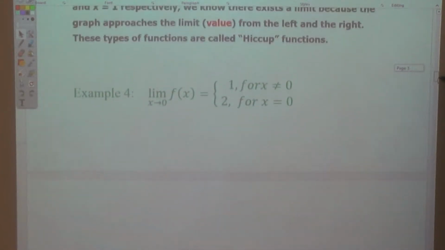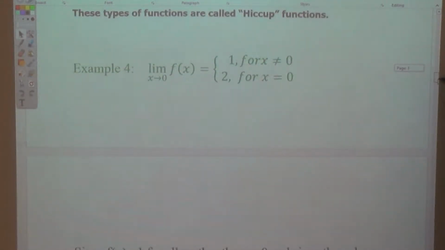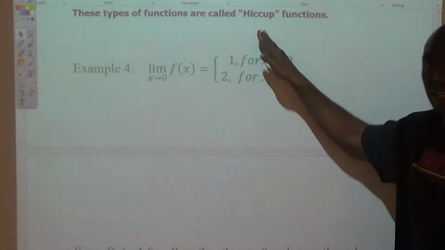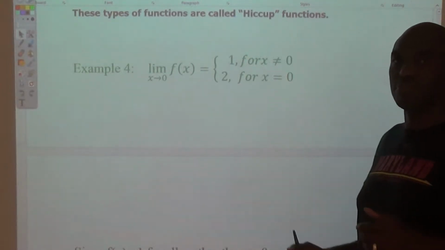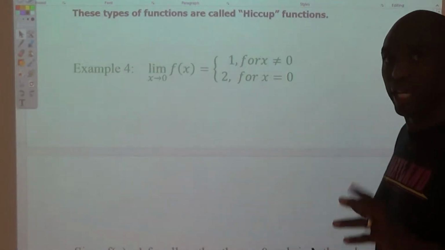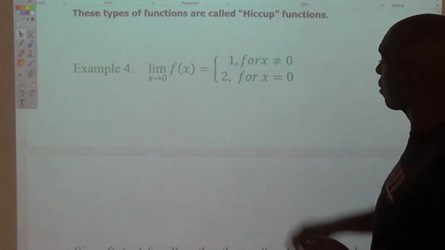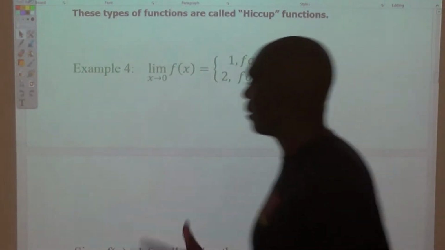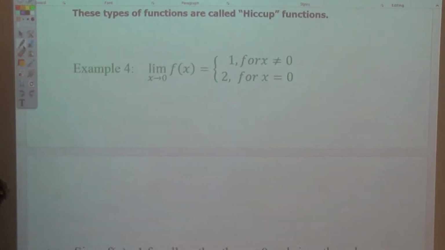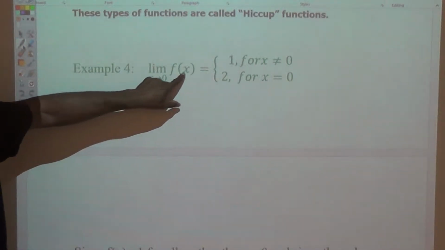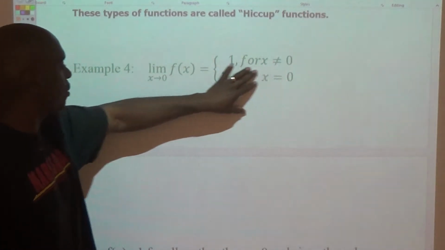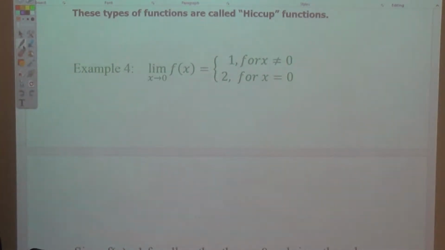Example 4. All right, now example 4, these type of functions are called hiccup functions. You ever have the hiccups? Hiccup functions. Okay? Let's take a look at the hiccup. All right? And so the limit as x approaches 0 of f of x, here's what it equals right here. All right? Check it out.